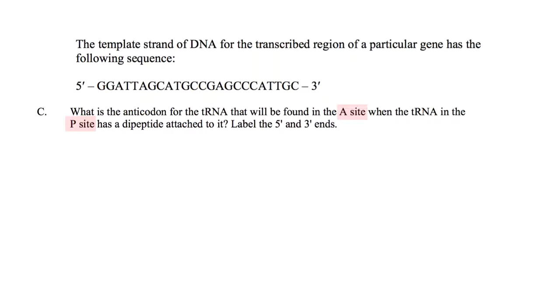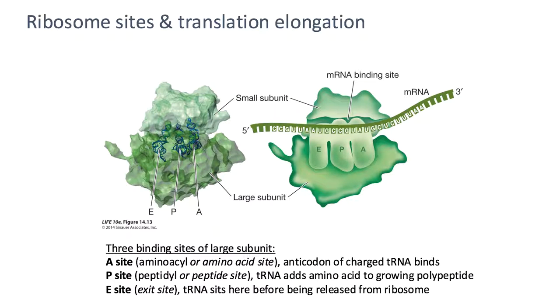But there are key details about which particular tRNA anticodon they want. We need to find the tRNA anticodon that will be in the A site when the P site has another tRNA in it with a dipeptide attached to it. But what are the A and P site, and how do they relate to tRNAs and translating a messenger RNA into a protein? Let's quickly review the lecture material.